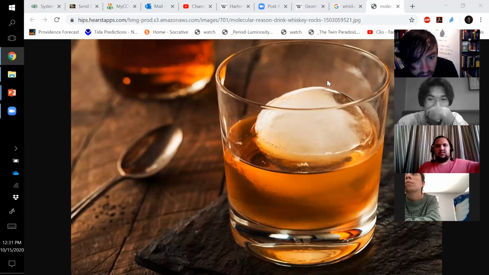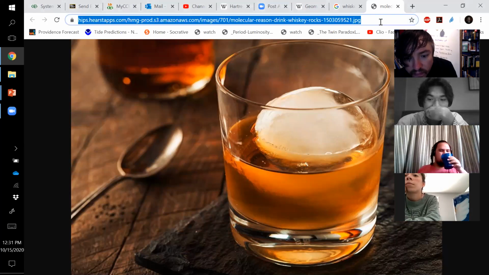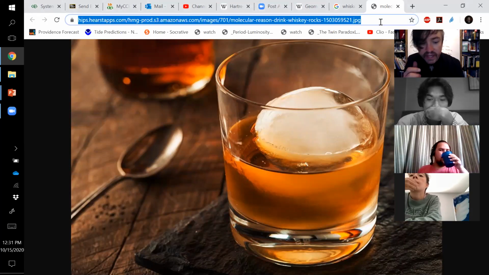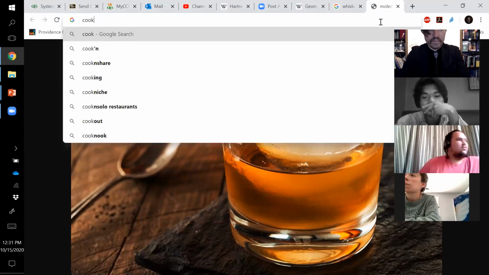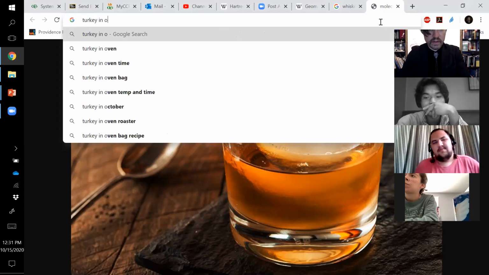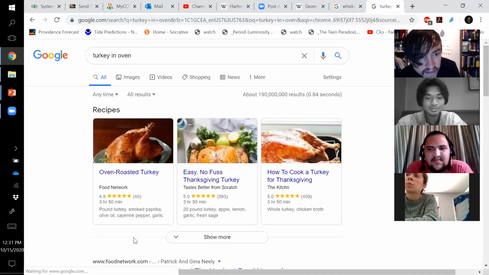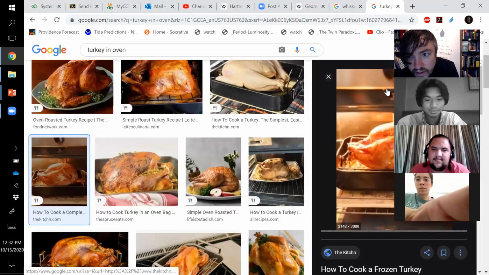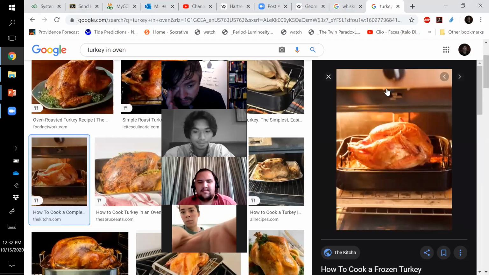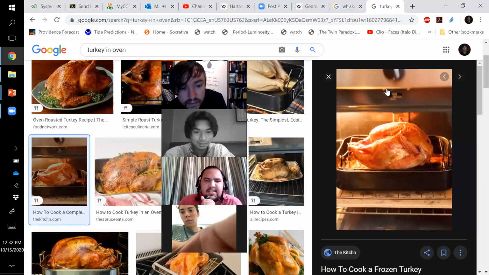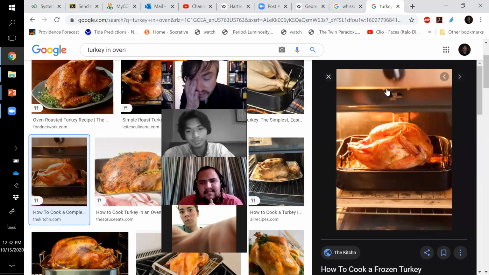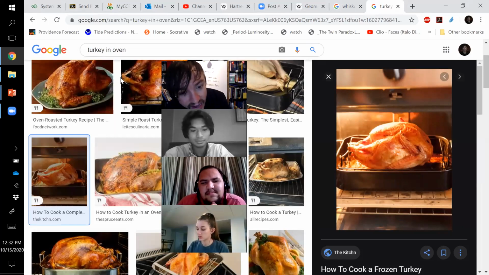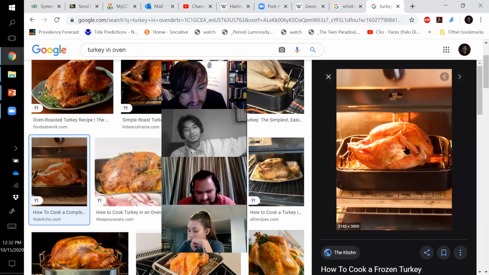Okay, so let's try another version. What about if you're cooking a turkey in an oven? So it's Thanksgiving time. You're cooking a turkey in an oven. Convection, conduction, or radiation? Convection. Although there are convection ovens that have fans, Christopher, it's actually still conduction. Most ovens that cook a turkey are conduction ovens, and it's the air in direct contact with the turkey.